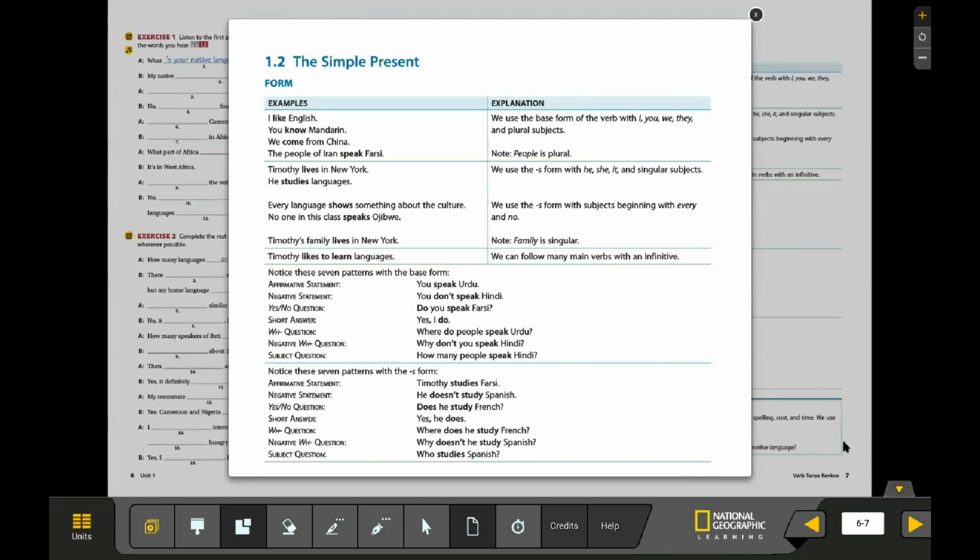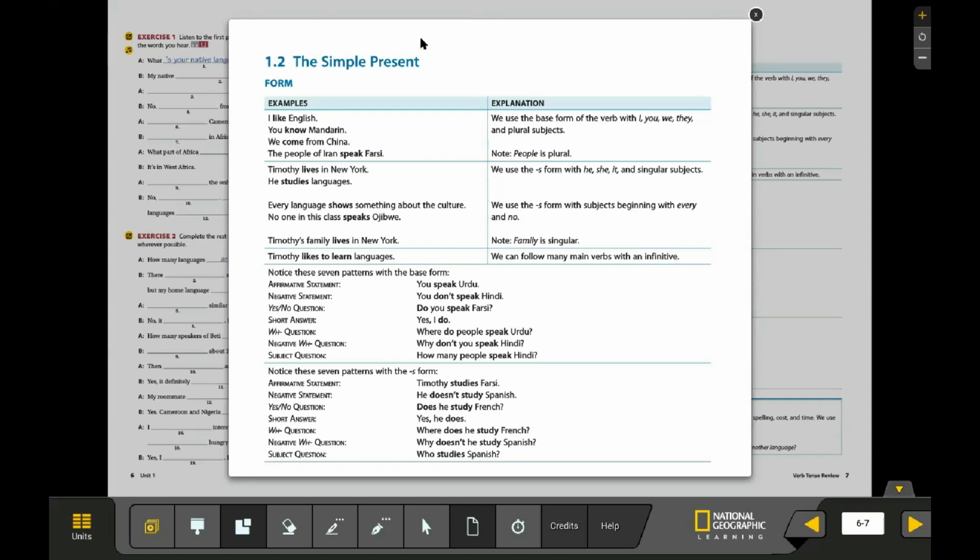Okay, let's read about that. Carlos, can you read the first explanation and the examples, please? Okay. The explanation. We use the base form of the verb with I, you, we, they, and plural subjects. Note, people is plural. Examples. I like English. You know Mandarin. We come from China. The people of Iran speak Farsi.